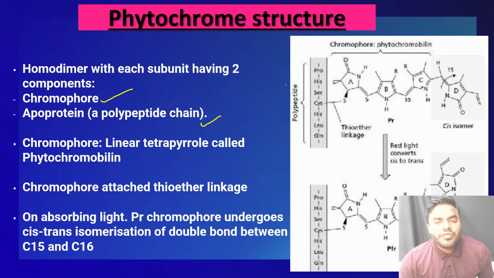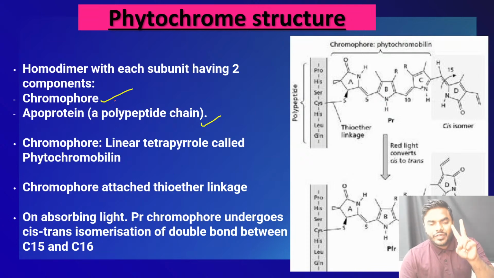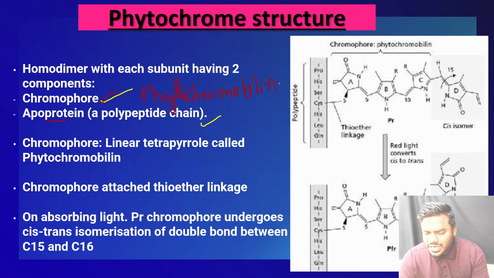So let me define them one by one. Every phytochrome contains two components. One we call the chromophore, one we call the apoprotein. What is the chromophore? Every student, listen to me carefully. Here the example of the chromophore is phytochromobilin. What was that, my friends? The example of the chromophore is phytochromobilin. This is the chromophore, correct?